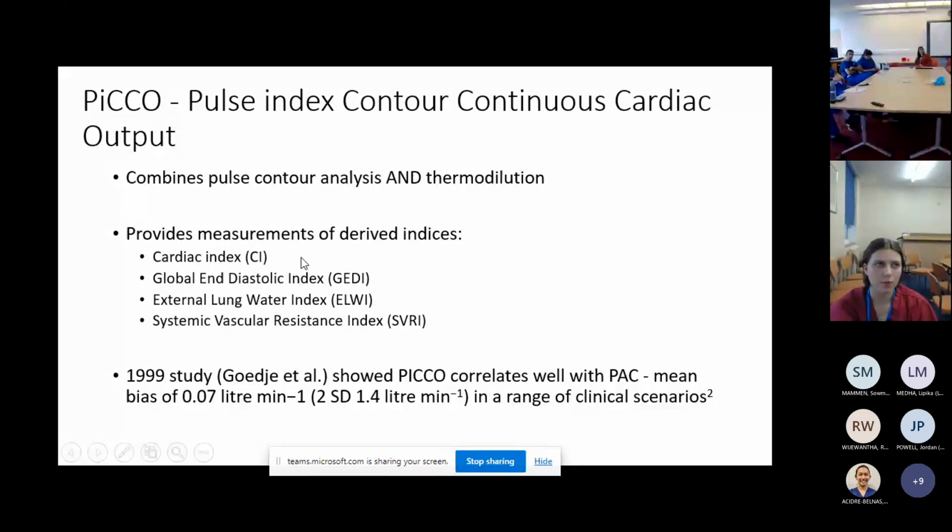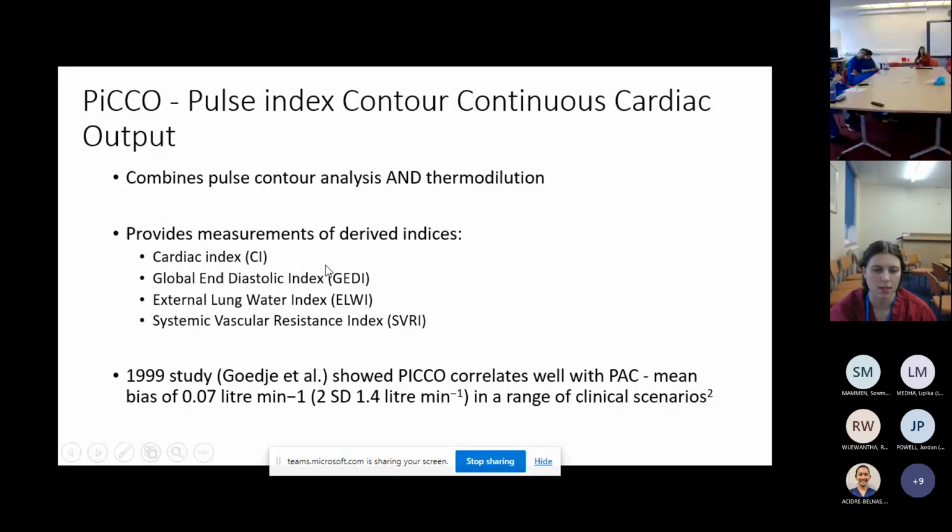The way you do it is you insert a central arterial line, so it needs to be a femoral arterial line, and you need a CVC, and it uses thermodilution where you put the cold saline into the CVC, and then you measure the temperature in the femoral artery. So this is actually not just measuring blood flow across the heart itself, but across the whole thorax, which actually means that the machine can calculate some derived indices from it.